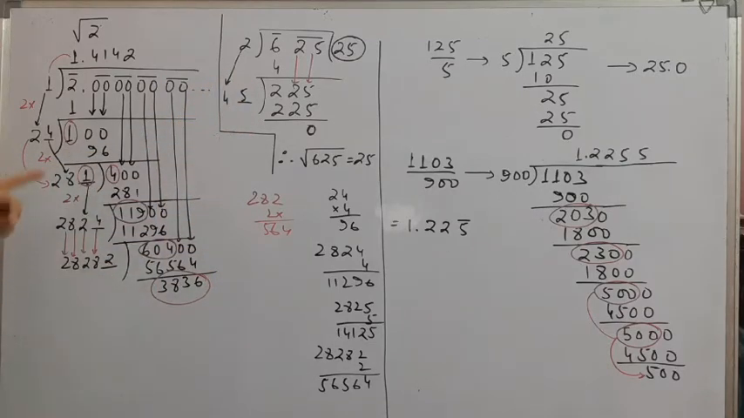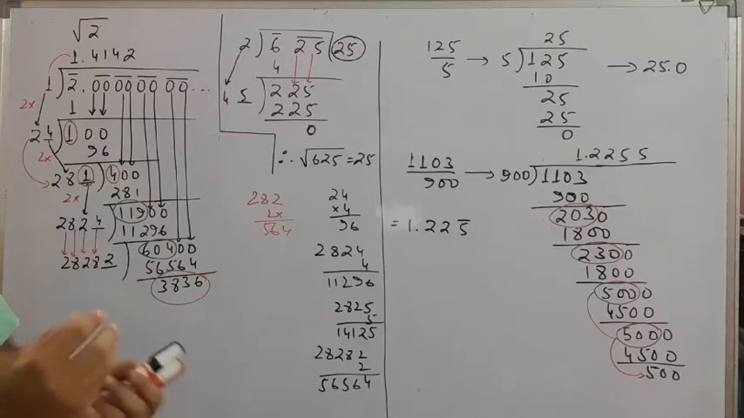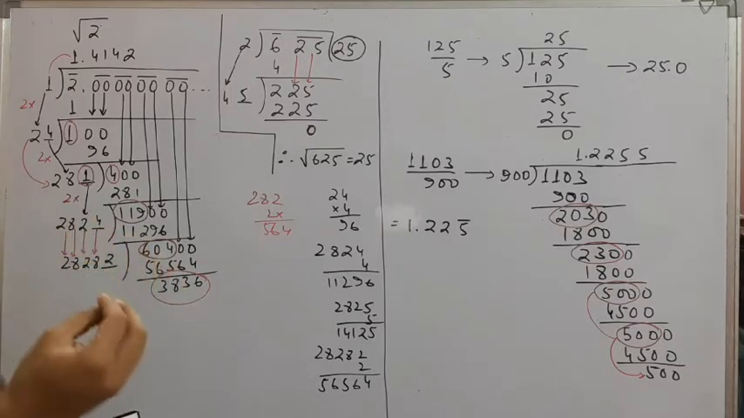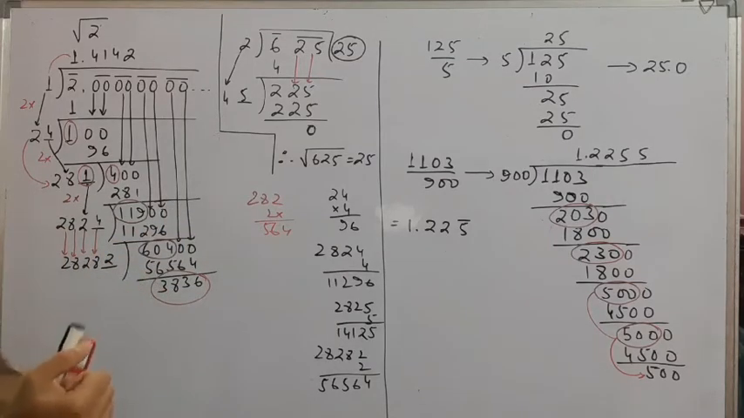Just let me observe the remainders. First 1, then 4, then 119, then 604, then 3836. So can you expect that after doing certain steps 0 will come as remainder? Can you expect that yes, we'll get 0 as a remainder after say 100 steps, 200 steps? Can you expect to get 0 as remainder? The answer is no. Why is my answer no?